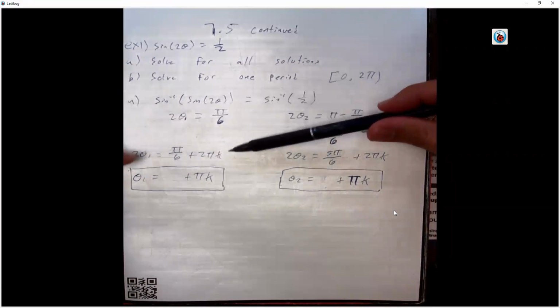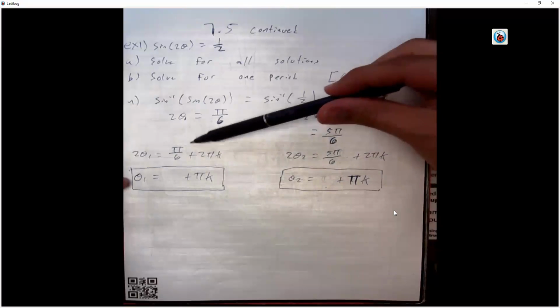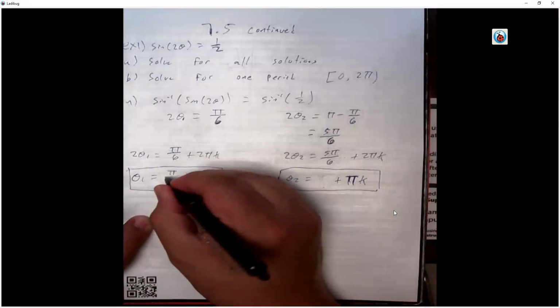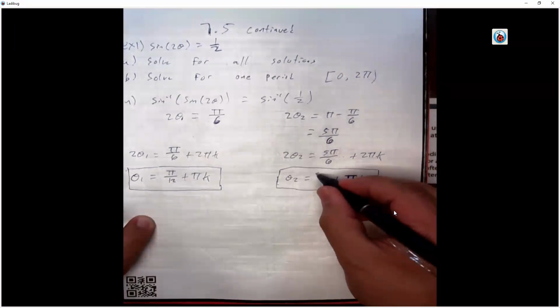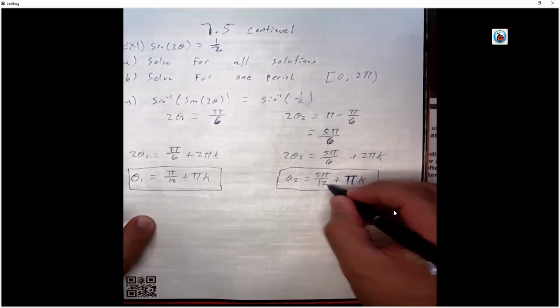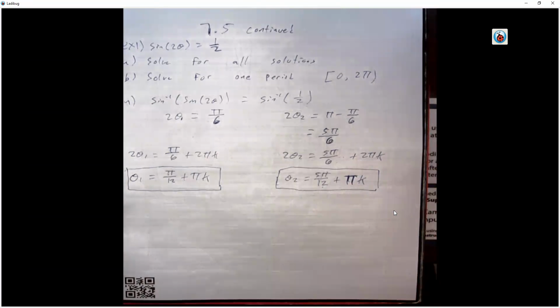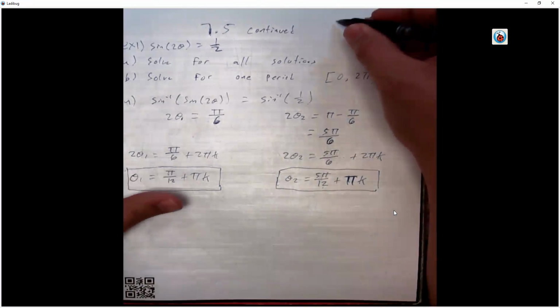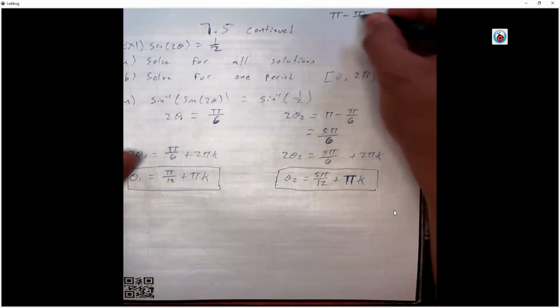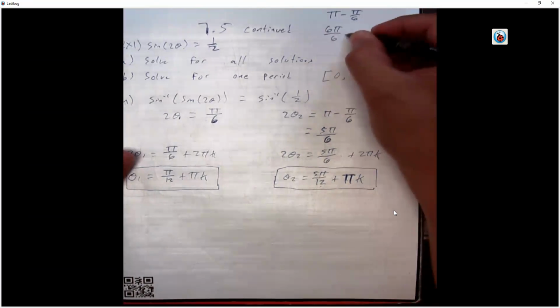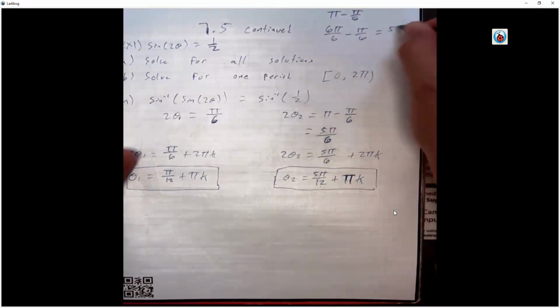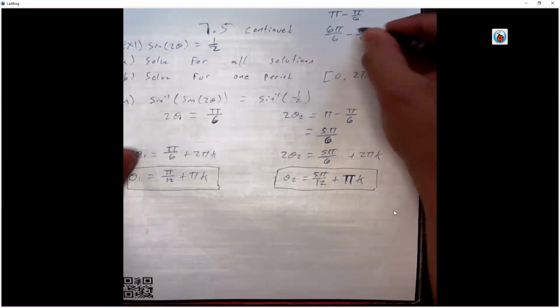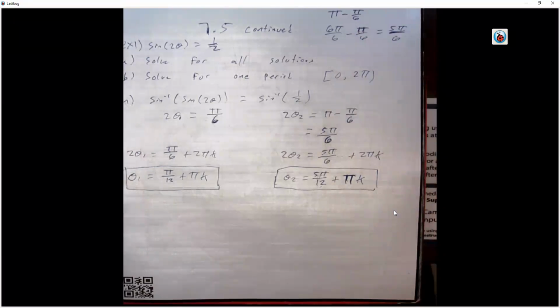So now when we divide by 2, everything will be the same except this should have been a pi over 12 right there. This would be 5 pi over 12. If you subtract pi minus pi over 6, you get a common denominator of 6 pi over 6, and you're going to get 5 pi over 6. That's where this came from. You guys cool on page 1?